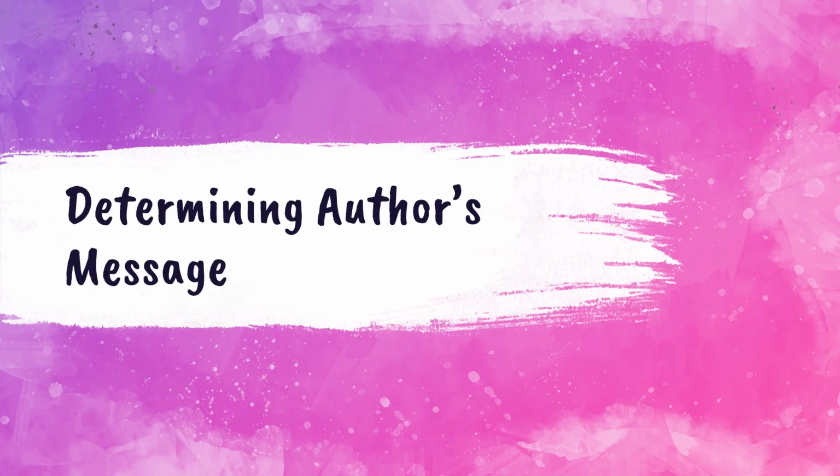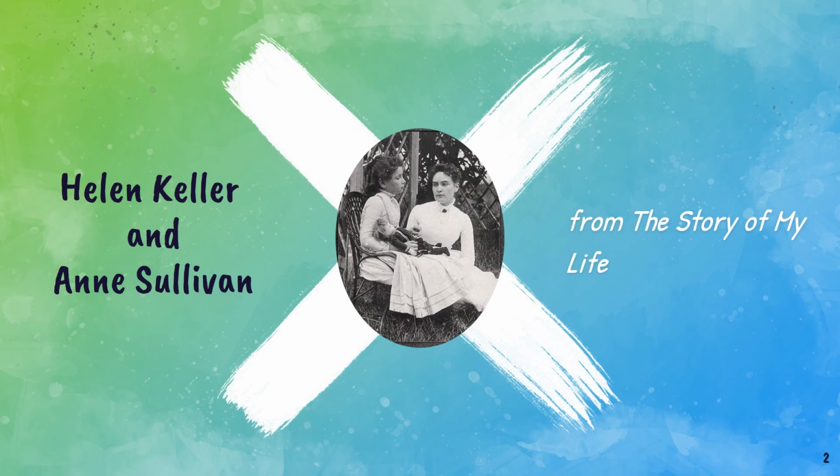Hi, today we're going to be talking about how we determine an author's message. You should have read the story from The Story of My Life. In this story, it talks about Helen Keller and her experiences with her teacher, Anne Sullivan.